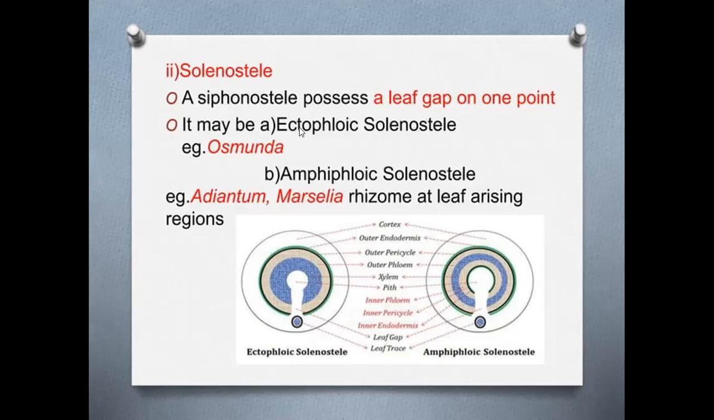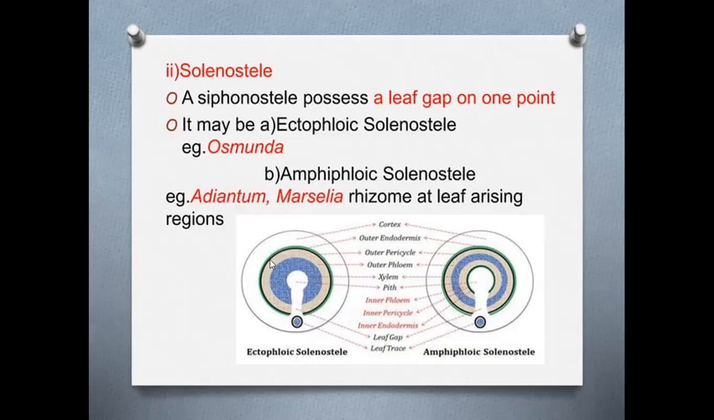Solenostelic condition. Okay. I repeat this. Solenostele means a siphonostele having the presence of a leaf trace or the leaf gap, which is emerging from the pterygium and passing the endodermis. This type of stele is referred to as solenostele condition. And this can be observed both in ectophloic siphonostele and at the same time amphiphloic siphonostele also. So these are the diagrams you can see here.